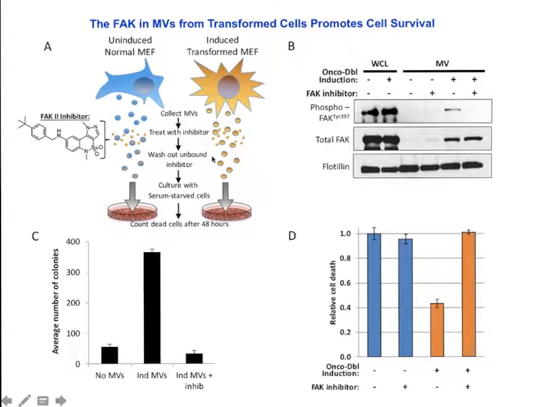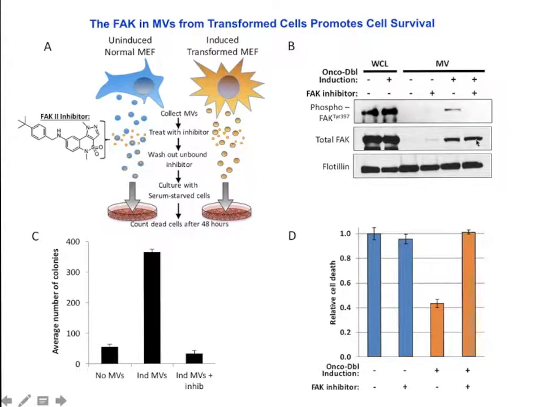And so what we can do is take the microvesicles off of these transformed MEFs, incubate them with this inhibitor, and then repurify the microvesicles. So what happens is any unbound inhibitor goes away, and now all we have left is the inhibitor bound to FAK in the vesicles, and we can show that it inactivates it efficiently over here in this western blot. So these are vesicles just off of the transformed MEFs. You can see the expression of FAK is there and also that it's active. But once we treat them with this inhibitor and then repurify them, the activation of FAK goes away, but the total amount of FAK doesn't change.